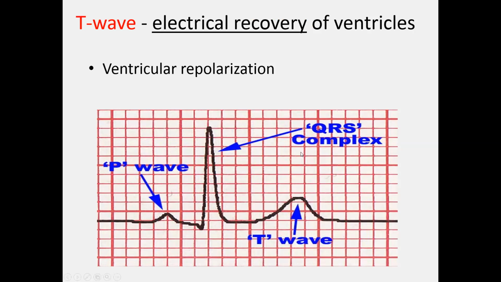There's what's called a relative refractory stage that occurs here, that if you were to initiate an impulse during that relative refractory stage, you could stop the heart. And that occurs here in the T wave during ventricular repolarization. So that'll become important when we talk about code management.